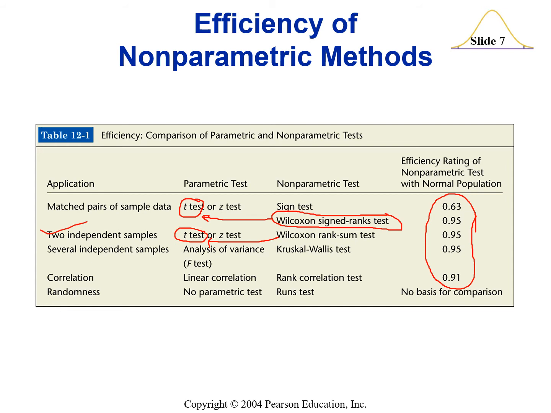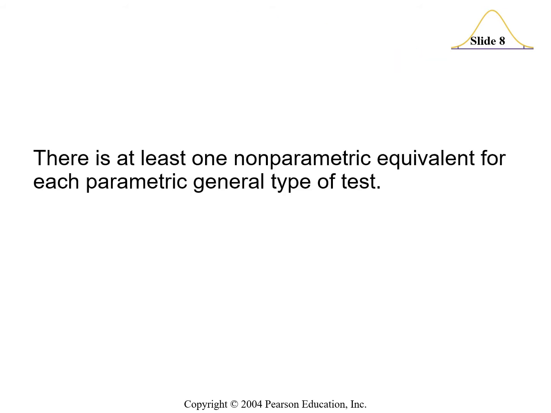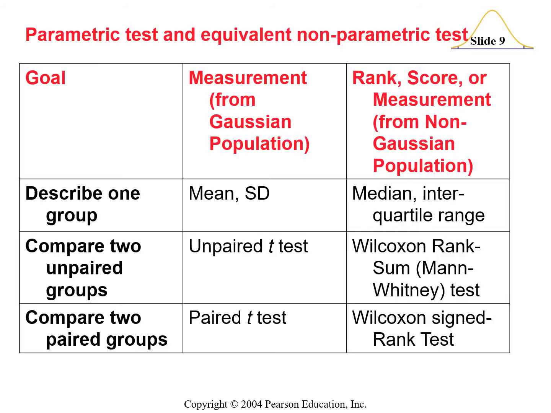This table is important. For any application you need to know the parametric test and the corresponding non-parametric test. There is at least one non-parametric equivalent to each general type of parametric test. Look here, this is the parametric test and the equivalent non-parametric test. For example, describing one group, this is description.